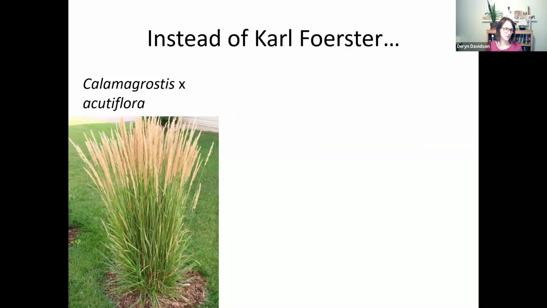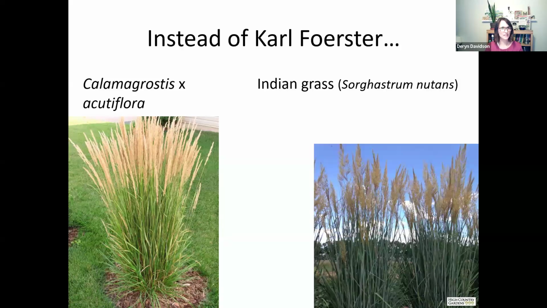Okay, Carl Forester. So this is a plant that people absolutely love, but at this point it is so overused. There's just Carl Forester everywhere, and for good reason, because it's attractive, but we've got some great native alternatives. So Indian grass, or Sorghastrum nutans, has that bluish green foliage and then the nice blonde seed heads on top. Very upright, so very similar habit. And again, really pretty and attractive seed head.